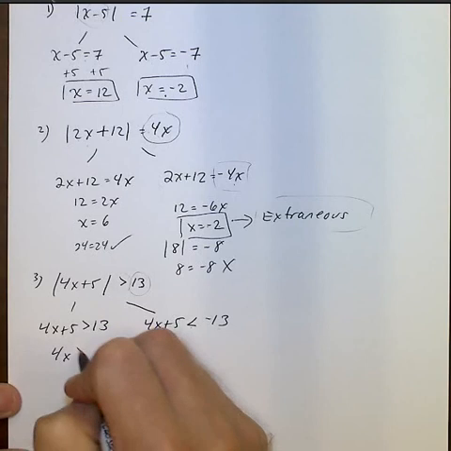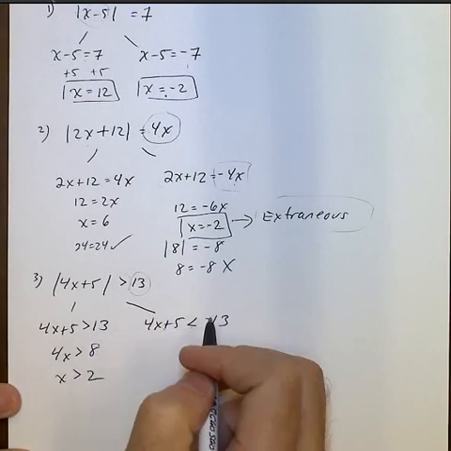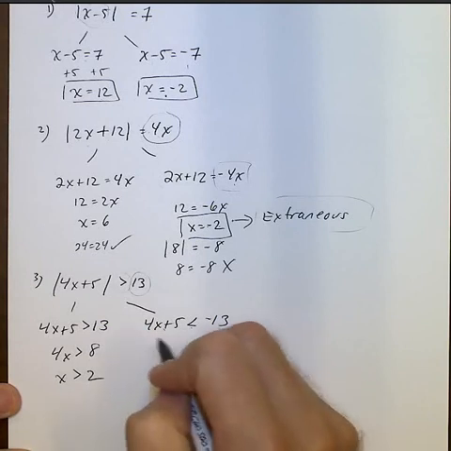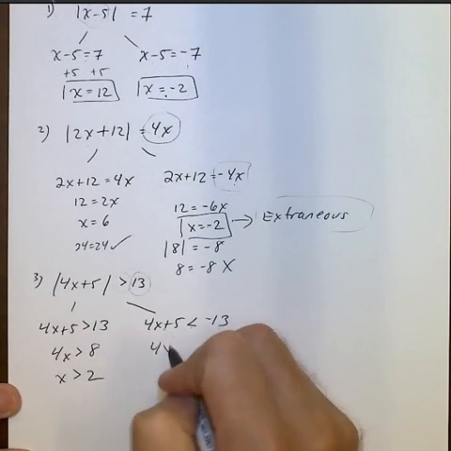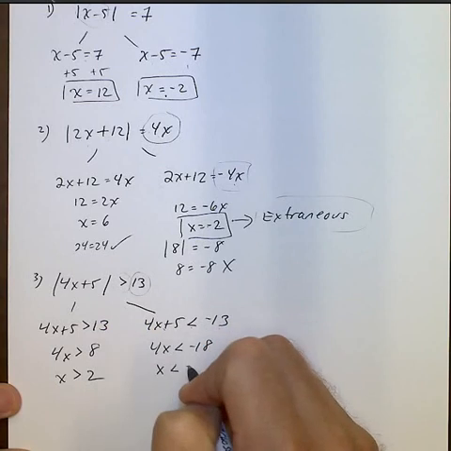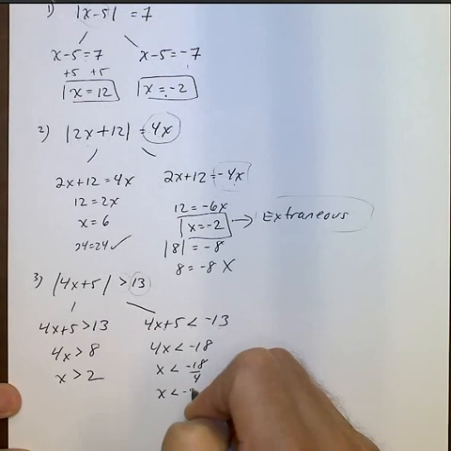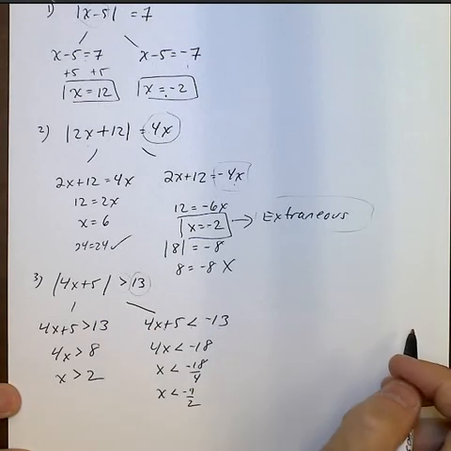4x is greater than 8 by subtracting 5 from both sides, and x is greater than 2. On this side, we're going to move the 5 over. We're going to get 4x is less than negative 18, and x is less than negative 18 over 4, which means x is less than negative 9 halves when I simplify the fraction. Okay, so I have two answers.